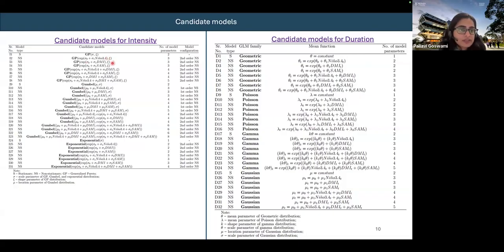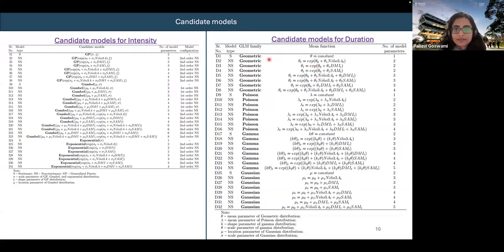I've put them individually, as combinations of two, and also as combinations of three, because I'm assuming that I don't know anything a priori. So I build all the models and then see which one gives me the lowest AIC. So that's the rationale for intensity, and similar goes for duration.